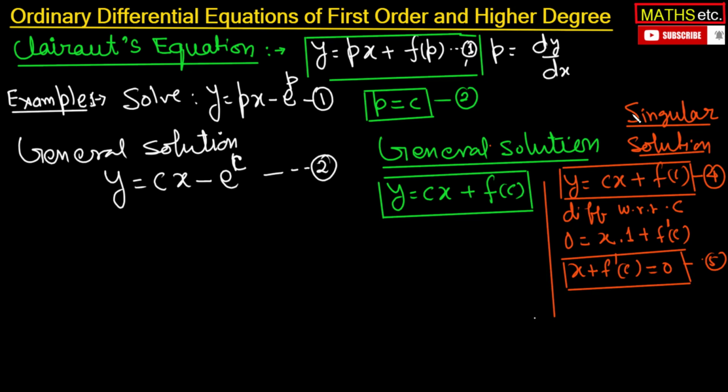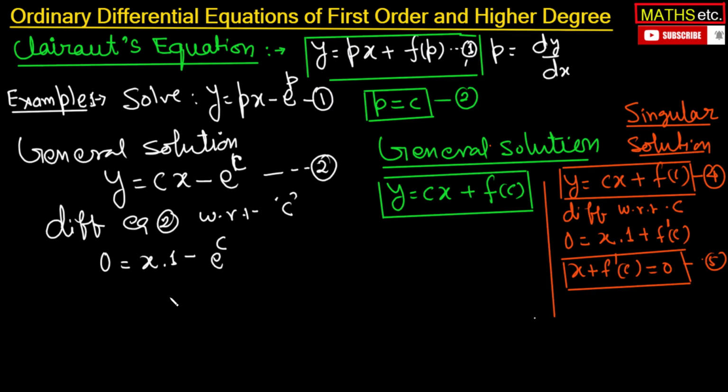Now let us find the singular solution, right? Equation number 2 is the same as equation number 4. To find the singular solution, we will differentiate equation number 2, that is the general solution, with respect to the arbitrary constant c, treating it as a variable. So the derivative of y with respect to c will be 0. Derivative of cx with respect to c: x will be treated as a constant, and the derivative of c is 1, minus the derivative of e raised to power c with respect to c, which is e raised to the power c.